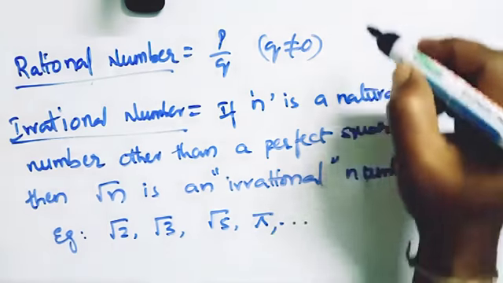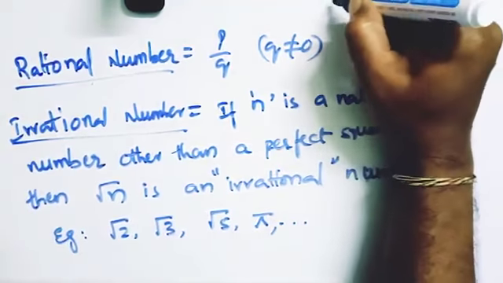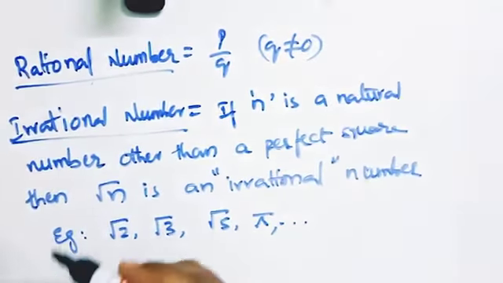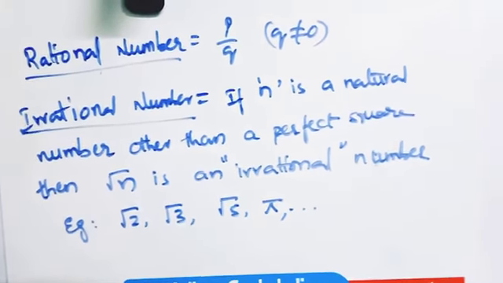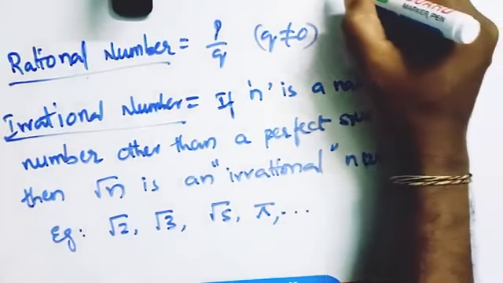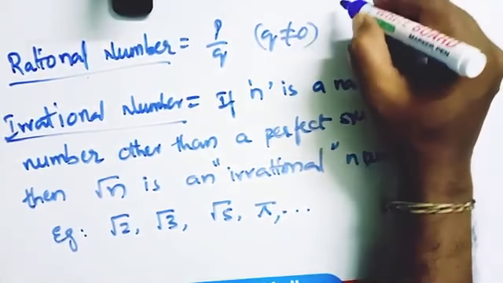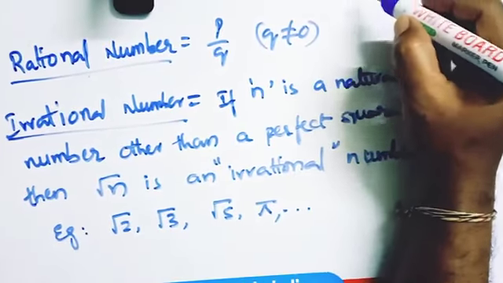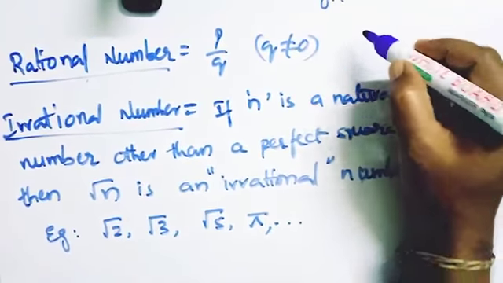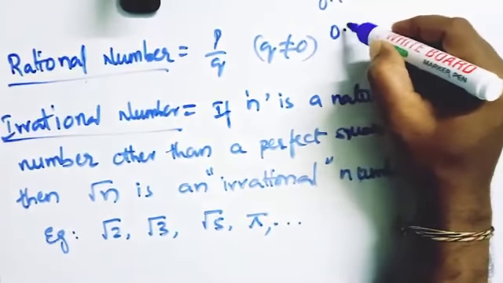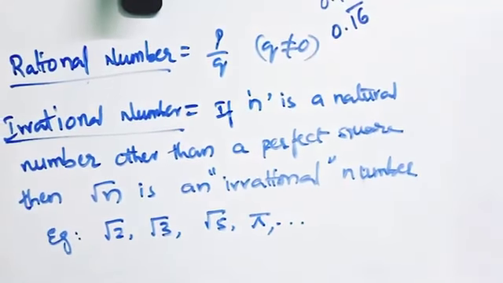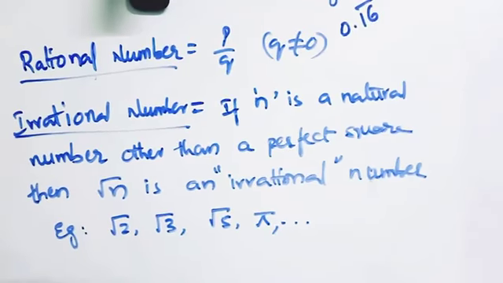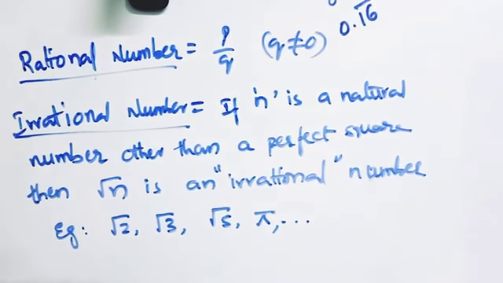Already I explained every decimal. This is a terminating decimal, so we can write it in the form of p by q. We already know how to represent a terminating decimal in p by q form, and after that we know how to represent a non-terminating repeating decimal in the form of p by q. And now we are going to learn about irrational numbers.